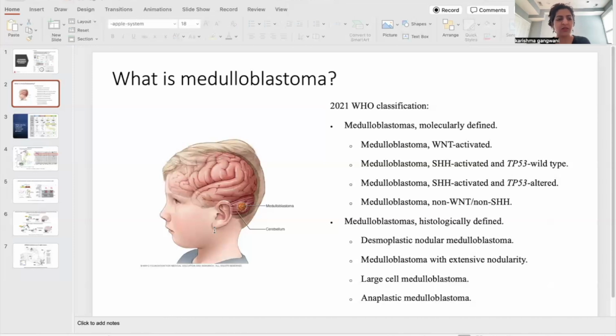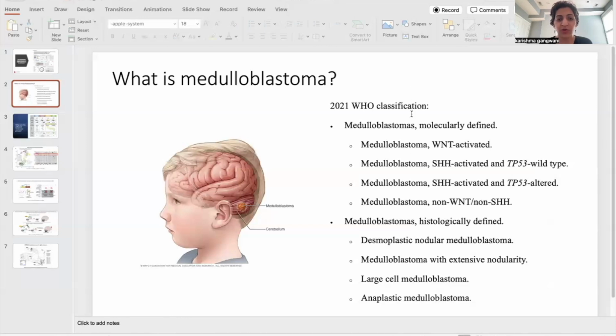But recently, a lot of molecular studies have been coming out, and those provide a better insight into the classifications of these tumors. So, since 2016, WHO has adapted and started considering both not just the phenotypic but also the genotypic characteristics for these tumors. Now, the latest is the 2021 classification, which is shown here, which classifies medulloblastoma into two different ways. One is molecularly defined, and one is histologically defined.